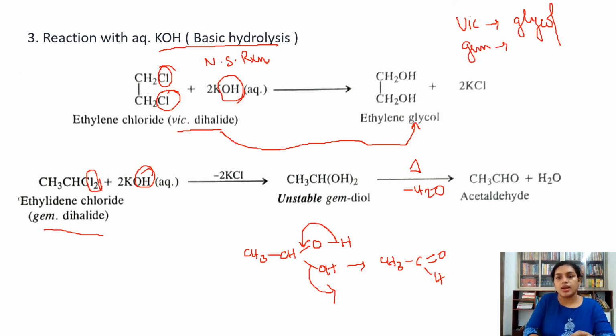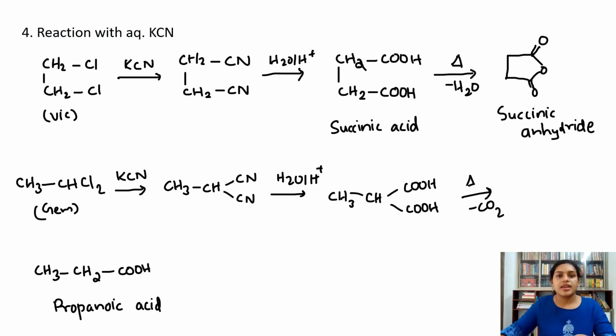Vis gives glycol and gem gives aldehyde. Okay, so this reaction can be used to distinguish between a gem dihalide and a vis dihalide. Let's discuss one more reaction with which we can distinguish between both of them.